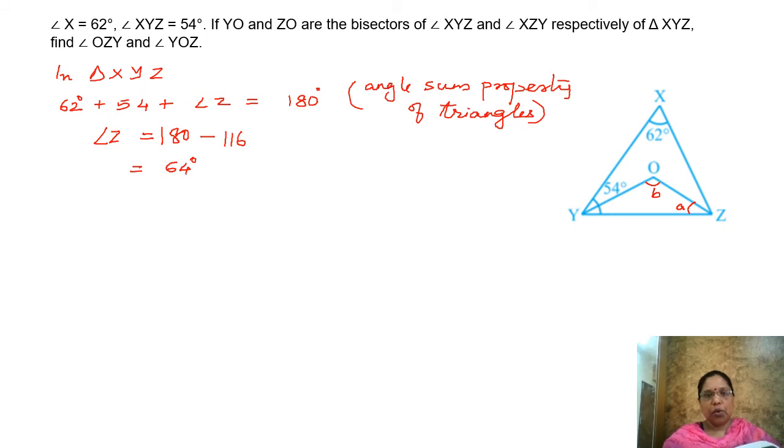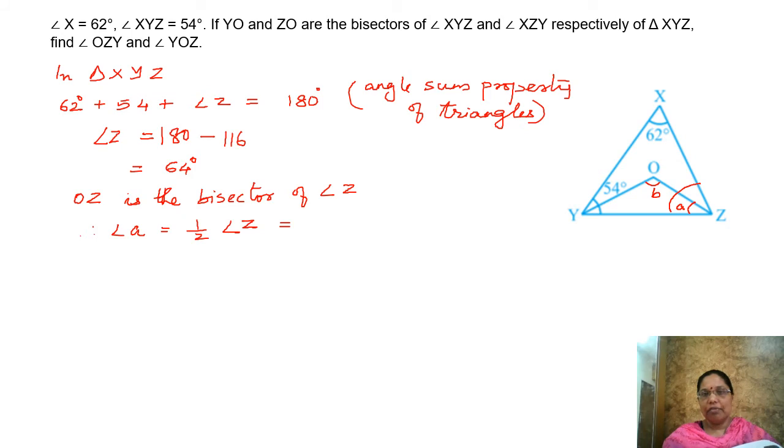Now what is given? OZ is the bisector of angle Z. If it is the bisector of angle Z, then angle A is equal to half of angle Z. Have you understood that? Bisector means it is dividing the angle into half. So angle Z is this whole angle. We have found it as 64 degree.